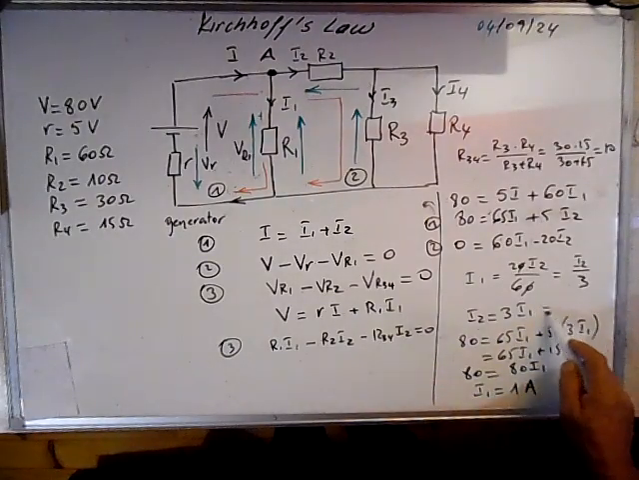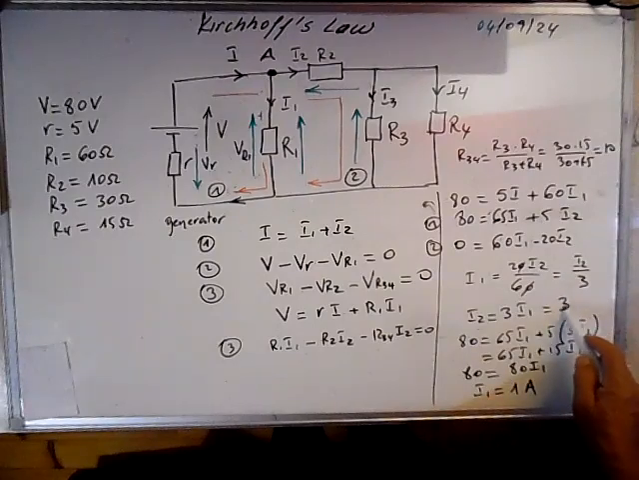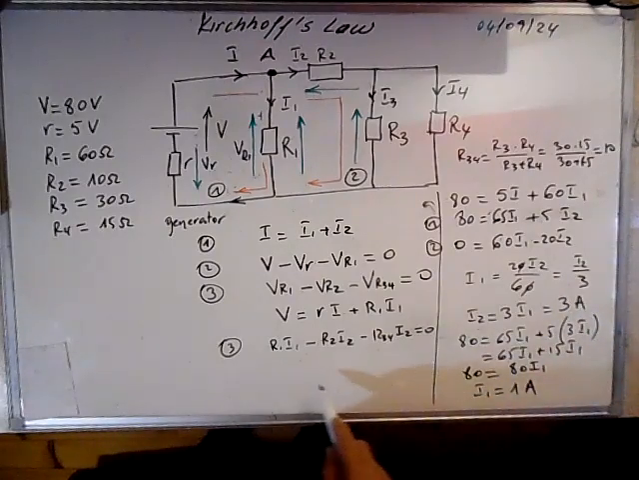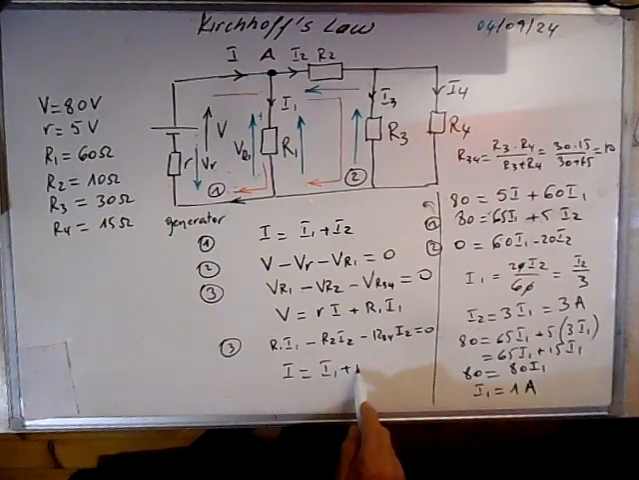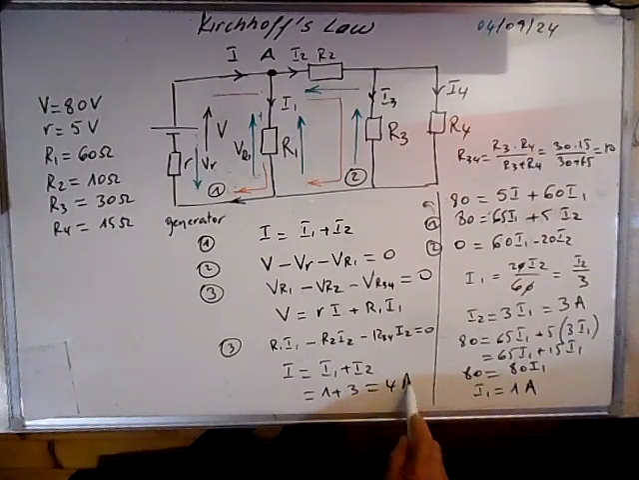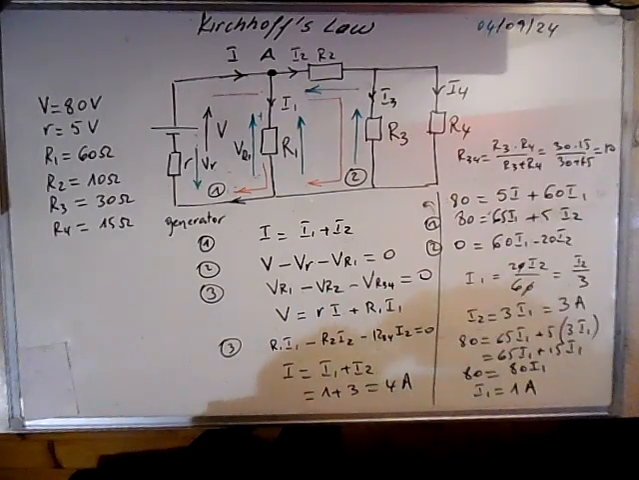So we can calculate I2. I2 is 3 amp. And we can calculate now I, which is equal to I1 plus I2, is equal to 1 plus 3. It's equal to 4 amps. And that's it. We calculated all the currents.